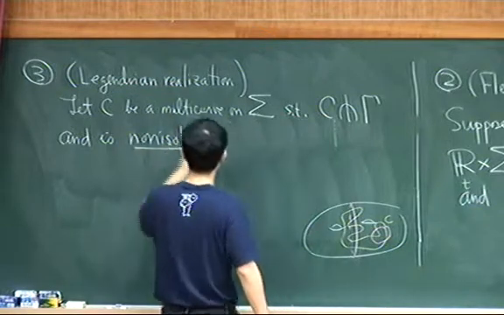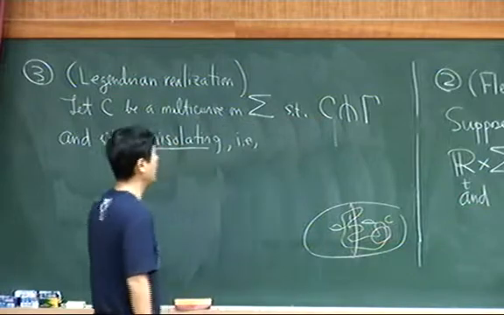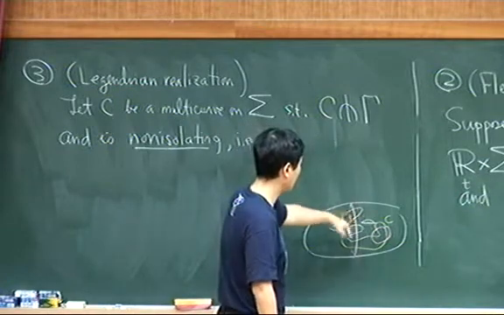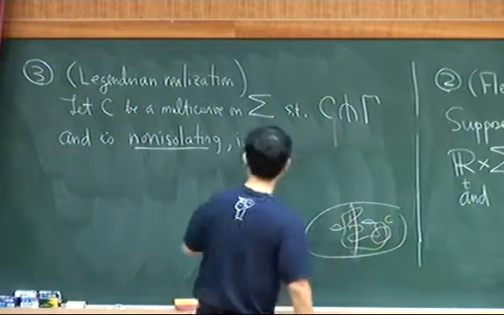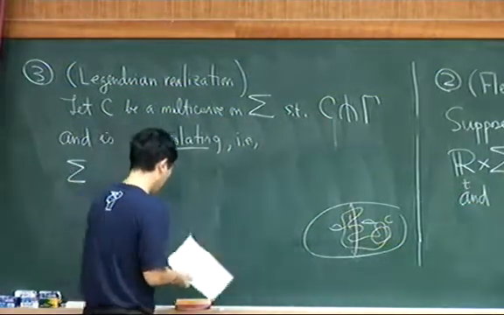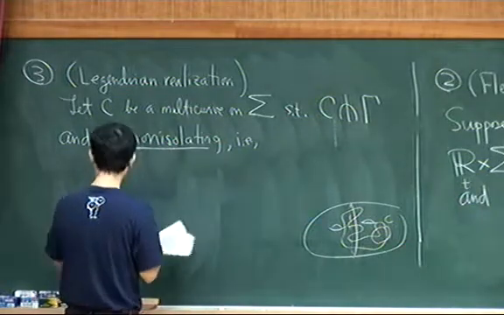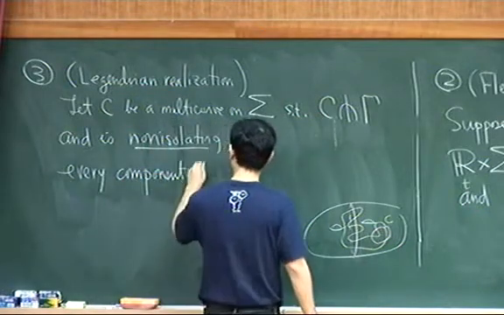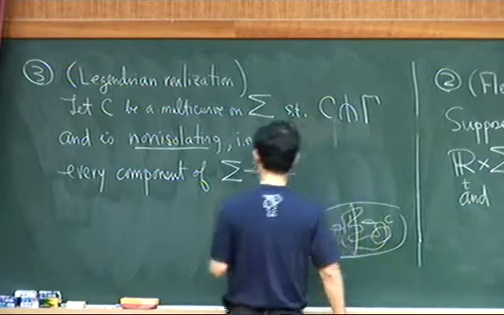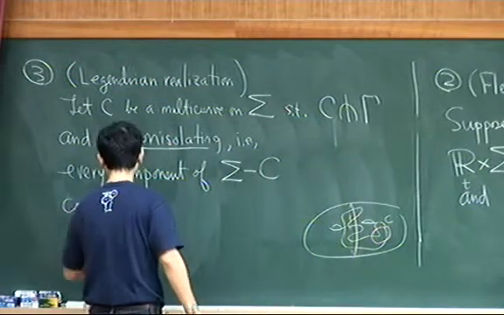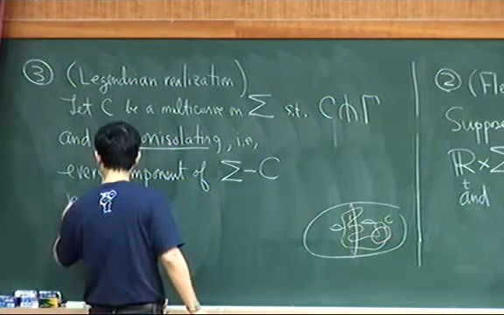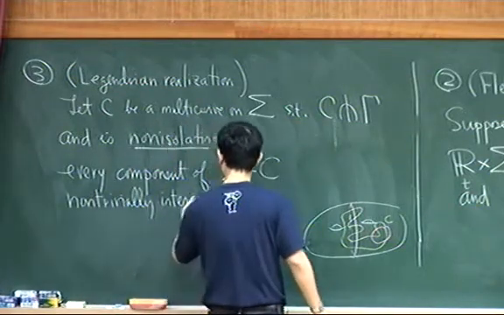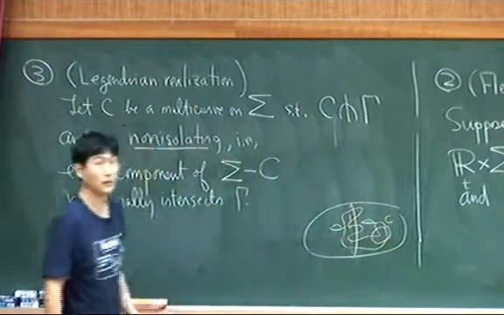There's some sort of technical condition which says that every component of sigma cut along C actually contains some piece of the dividing set in it, i.e. every component of sigma minus C non-trivially intersects gamma. Okay. So what does this mean?